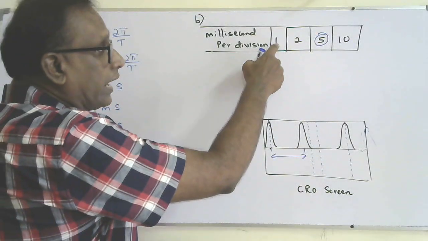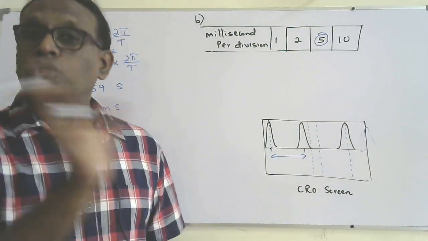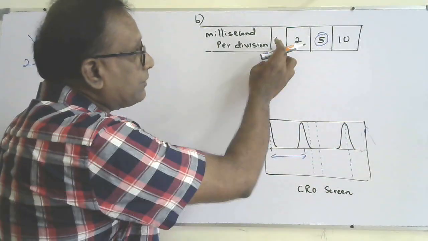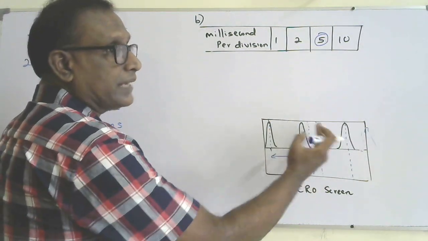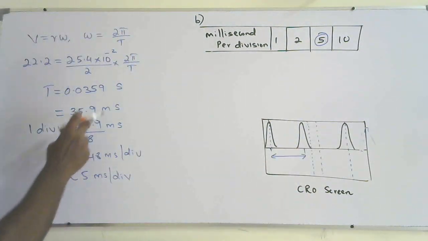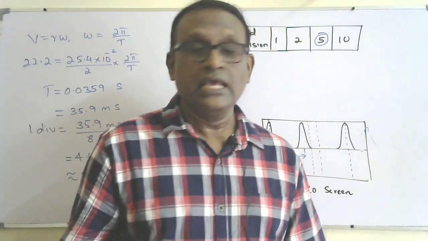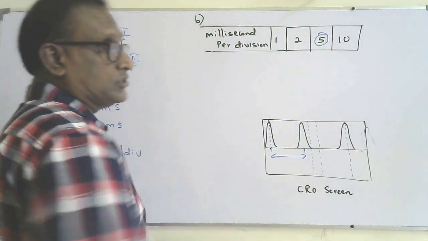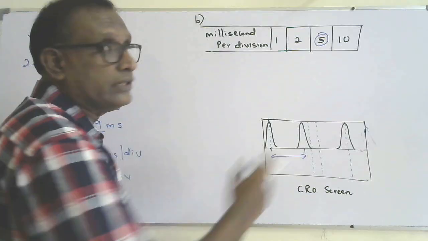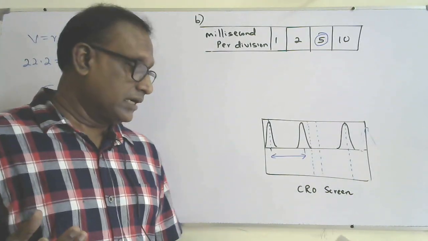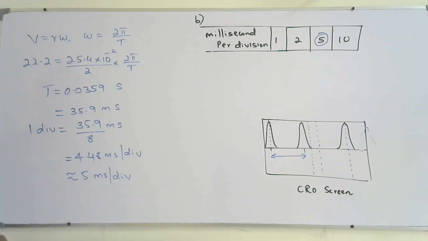If you adjust it to 1 millisecond per division, you won't be able to see two pulses because the time is too small. There is not enough space to show the time interval of 35.9 milliseconds between the two adjacent pulses. If you adjust it to 10 milliseconds, you can see, but the problem is you will see more than two pulses, right? So the suitable setting is 5 milliseconds per division.